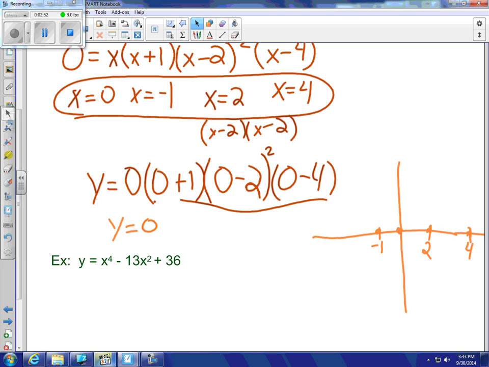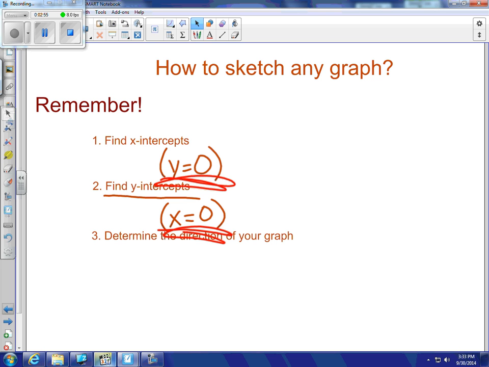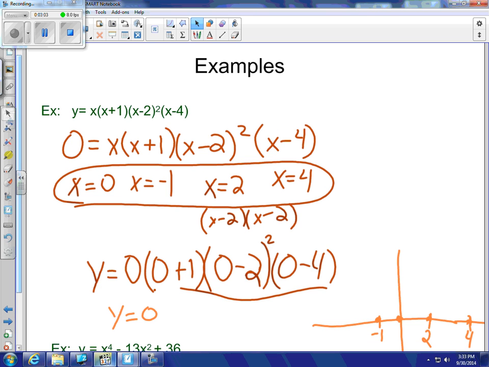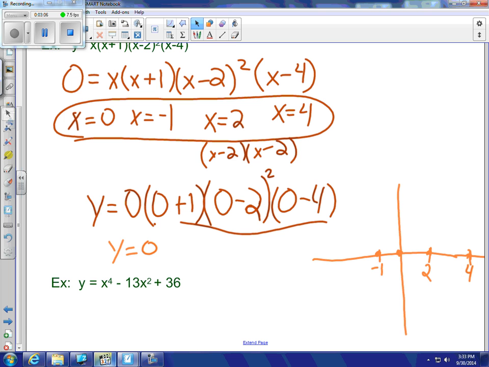Now, remember how I told you that our third step is to determine the direction of your graph? What you're going to do is look at your graph. We want to find what sign are we going to have when we plug in a number to the left of -1. And then we want to find out what kind of sign we're going to have when we pick a number that's right of -1. That's in between -1 and 0. And then we pick a number that's in between 0 and 2. Then we pick a number that's between 2 and 4. Okay?